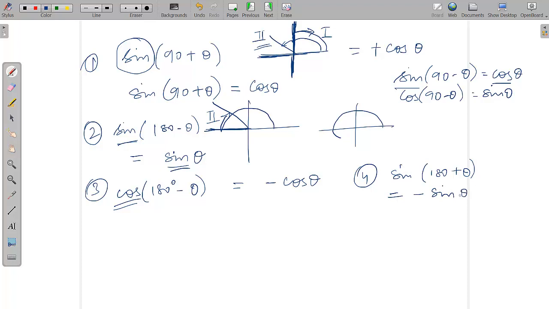Why is it so? Because since you are touching the 180 degree line, you are not going to change the trigonometrical function, so sine remains sine. And since it is in the third quadrant, and in the third quadrant sine is negative, so it is negative.